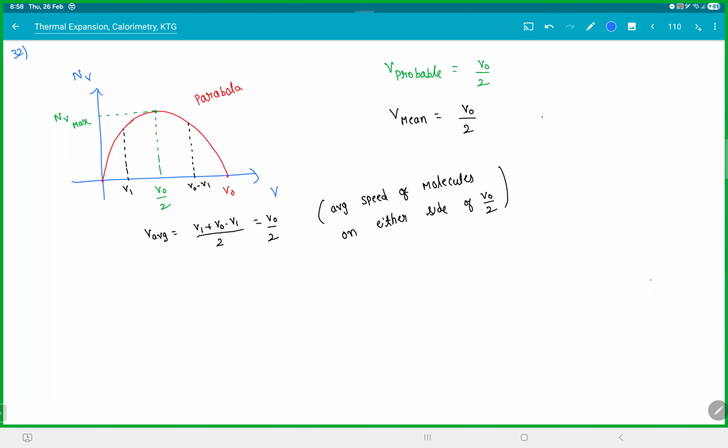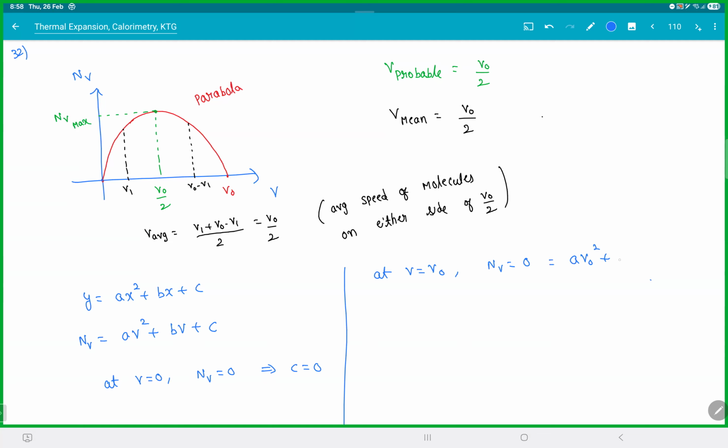Then we need to find the equation. Since it is a parabola, y is equal to ax square plus bx plus c. This is your general equation. So this is nothing but nv; in place of x we have v square: a v square plus bv plus c. When v is equal to 0, nv is equal to 0. That's your initial point. So therefore c is equal to 0. And similarly, when v is equal to v naught, then nv is also again equal to 0. So this will be a into v naught square plus b into v naught equals 0. This is your equation 1.